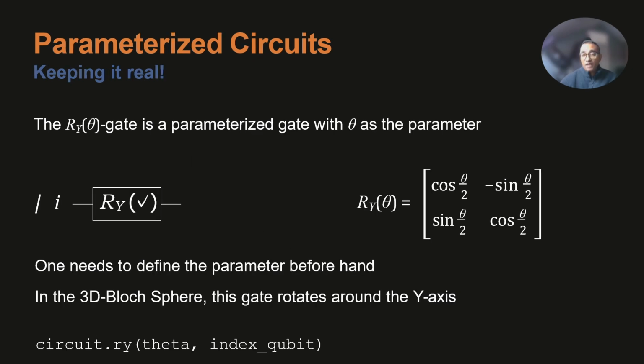Now we can enhance this by having gates which can change their behavior based on the input that we provide to them, and that is called a parameterized gate. You can control it by a parameter. For example, here there is this parameterized gate RY with theta as a parameter. It is to be noted that you have to define the parameter beforehand, so it is not an on-the-fly or on-the-run kind of specification. This particular gate RY of theta rotates around the y-axis of the Bloch sphere.